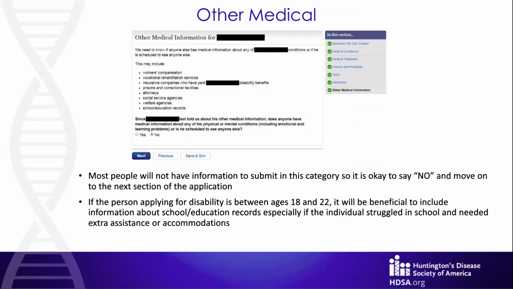Other medical information. Most people will not have information to submit in this category, so it is okay to say no and move on to the next section. If the person applying for disability is between ages 18 and 22, it will be beneficial to include information about school or education records, especially if the individual struggled at school and needed extra assistance or accommodations. It can also be helpful to include information here if you were approved for disability through your long-term disability insurance. If somebody else has a lot of your information that you're not sure Social Security has, put them in this section to make sure that they get it.